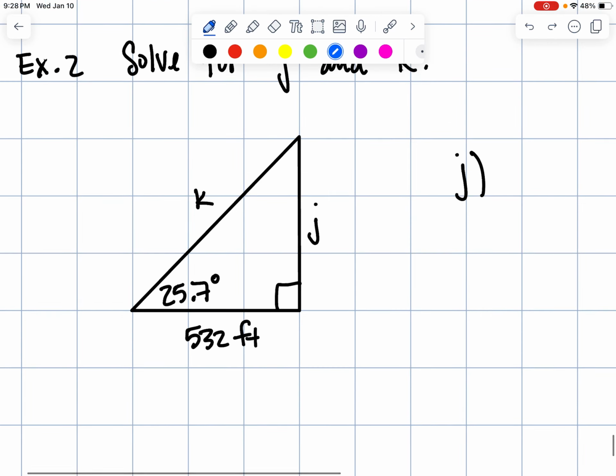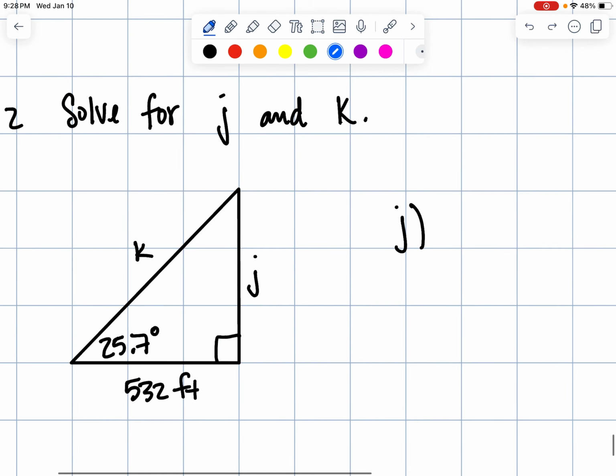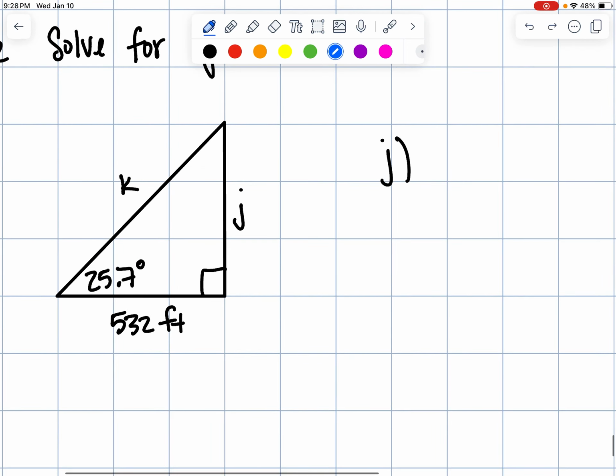In this particular problem, this is based off of a real-world application, but I broke it down and made this a little bit simpler. We are using an angle that is not 30, 60, 90, or 45, 45. So this triangle is just a regular right triangle where we don't have a special right ratio. Since we're solving for j and k, let's solve for j first.